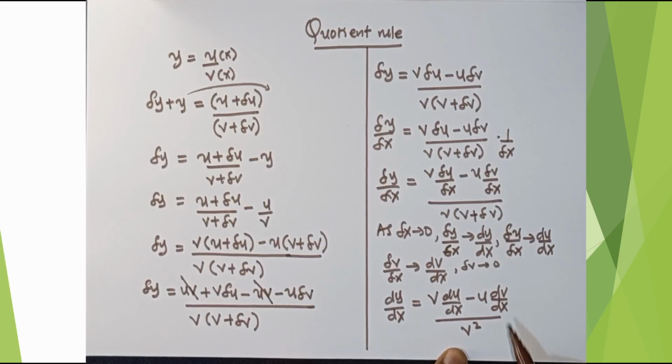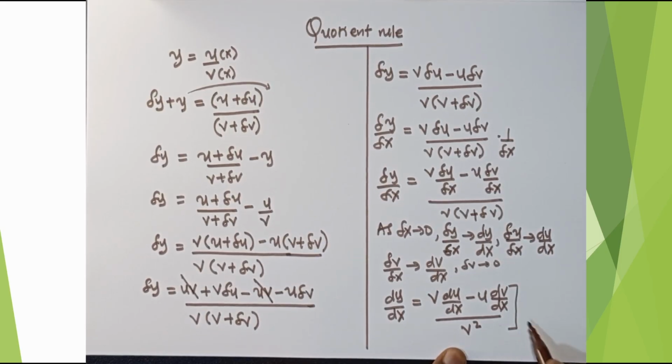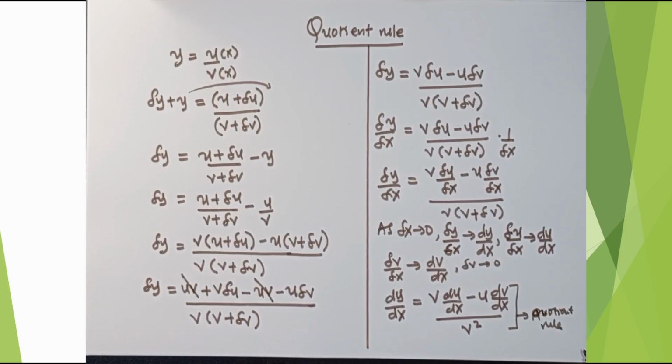So we end up having what we call the quotient rule. The quotient rule. So this is how it comes about. Now let us see our first example.